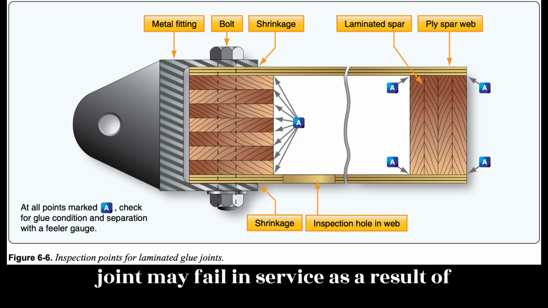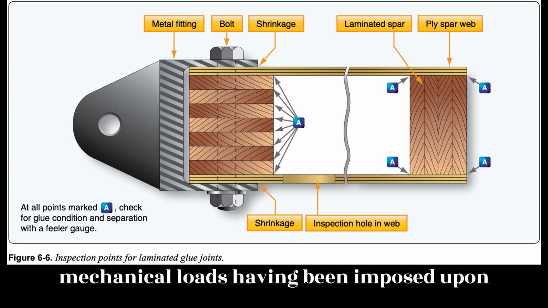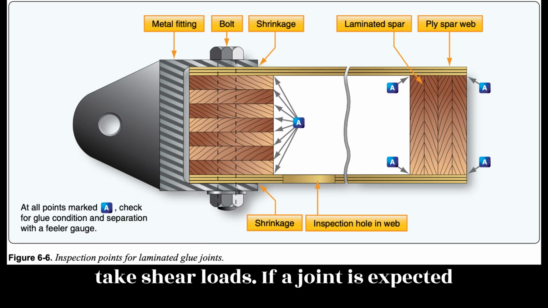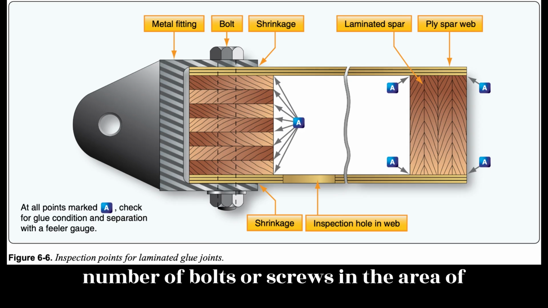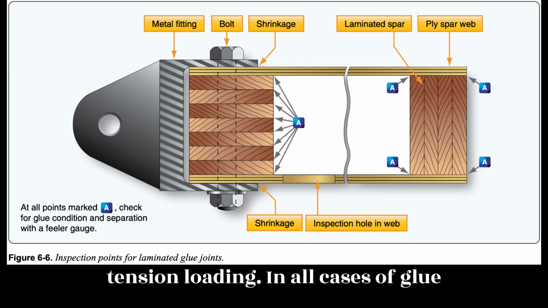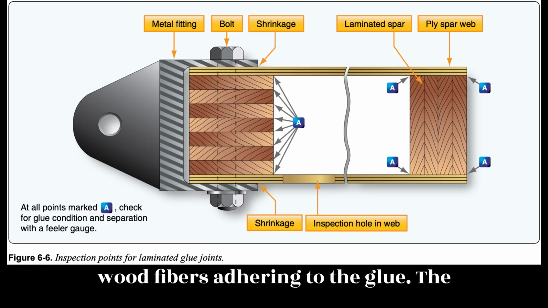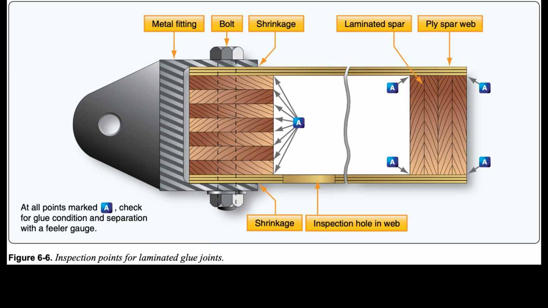A glued joint may fail in service as a result of an accident or because of excessive mechanical loads having been imposed upon it. Glued joints are generally designed to take shear loads. If a joint is expected to take tension loads, it is secured by a number of bolts or screws in the area of tension loading. In all cases of glued joint failure, whatever the direction of loading, there should be a fine layer of wood fibers adhering to the glue. The presence of fibers usually indicates that the joint itself is not at fault.